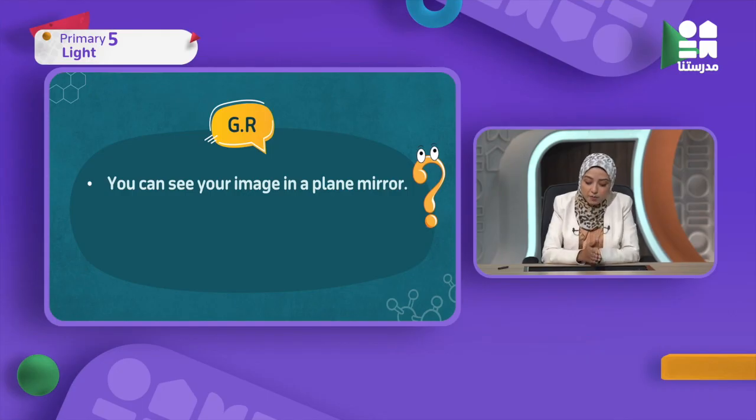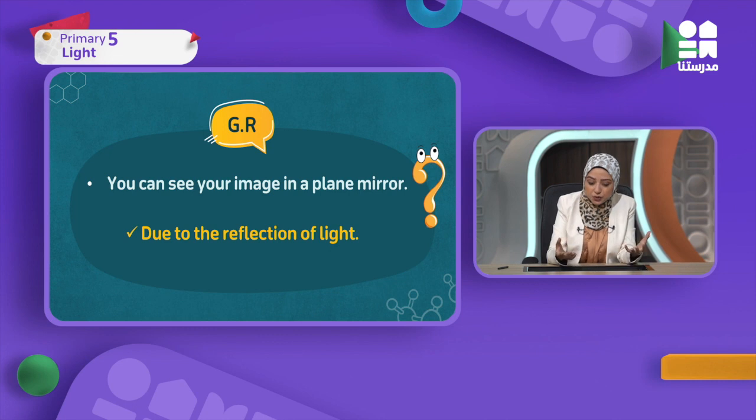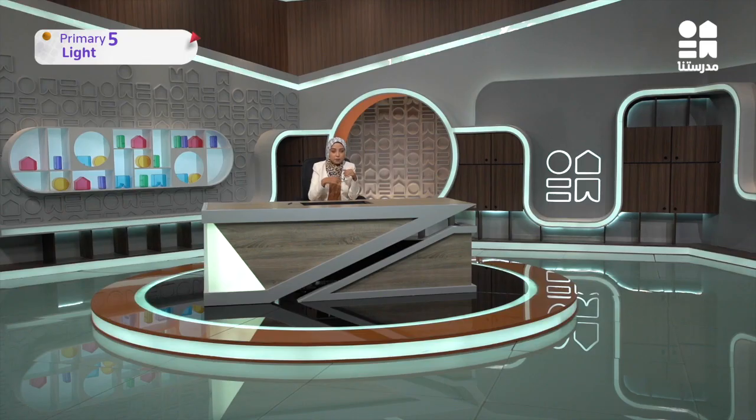Okay, another give reason. You can see your image in a plane mirror. Why can we see our images on the plane mirror? Because of the reflection of light. Okay, so now we understand what light reflection is, what its two types are, and how we see our images on the plane mirror due to light reflection.